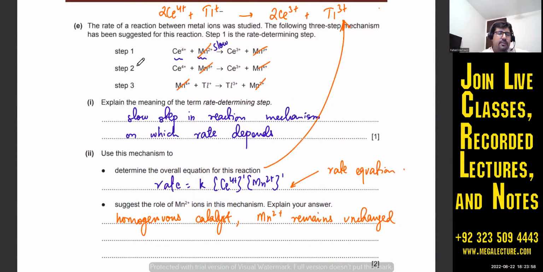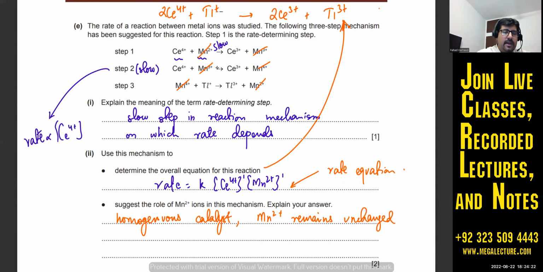If I told you that step 2 is the slow step, just saying, so what will rate depend on? Rate of the reaction depends on the slow step only. So that would mean it will depend on C4 plus and Mn C plus, right? So if step 2 is the slow step, rate of the reaction will depend on C4 plus and it will depend on Mn C plus, right? It depends on both of these.